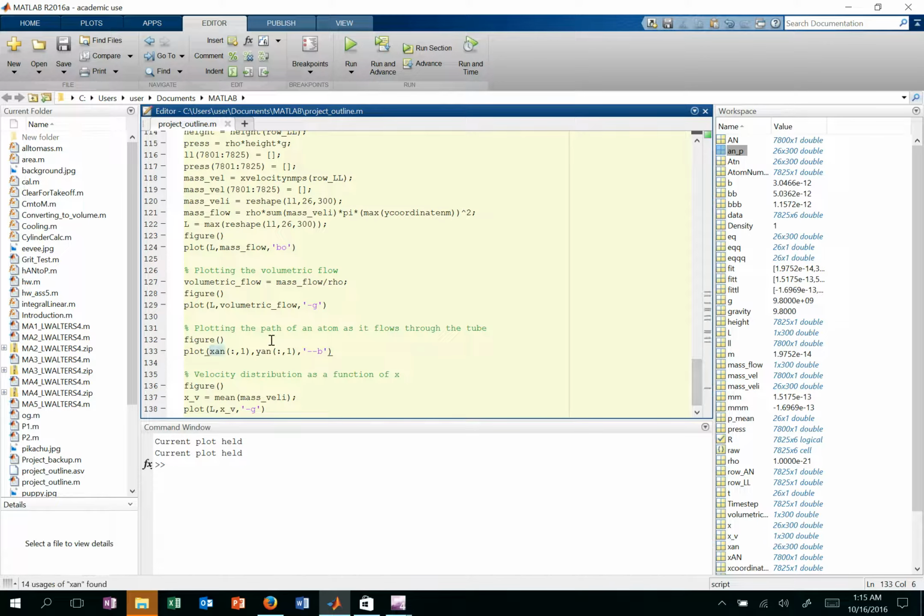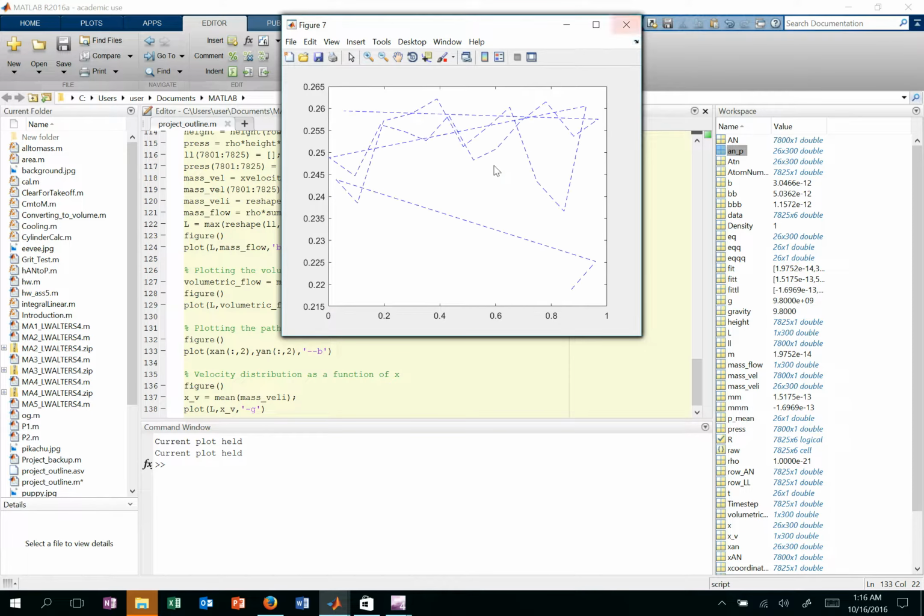Also with this one, when we plotted the path of an atom as it flows through the tube, we can also manipulate this. So if we wanted to follow the path of the second atom, then we can just change the column to the second column. And this is our new one. Okay, so this one is actually traveling backwards. And then this one is traveling backwards. So this one actually has a negative velocity.